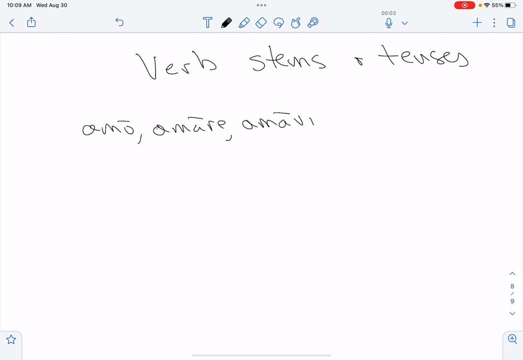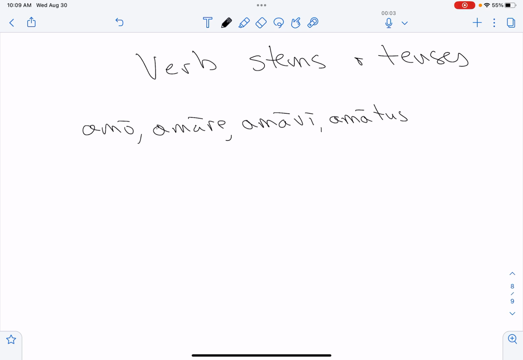amavi, amatus. Again, those are the long marks you'll typically see. This is a first conjugation verb. Again, you're going to have to determine from your teacher which long marks, which macrons he or she requires.